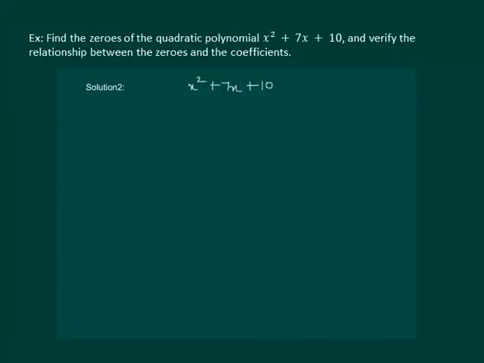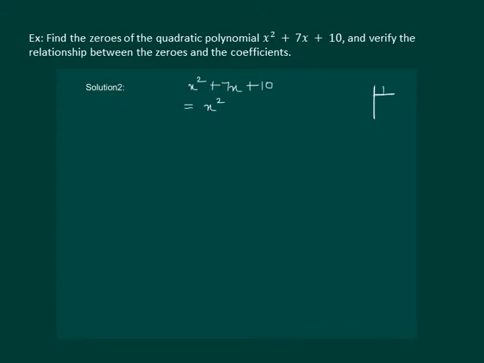Let us read the question. Find the zeros of the quadratic polynomial and verify the relationship between the zeros and the coefficient. First thing that we need to do is to find the zeros of x square plus 7x plus 10. Let us split the middle term.